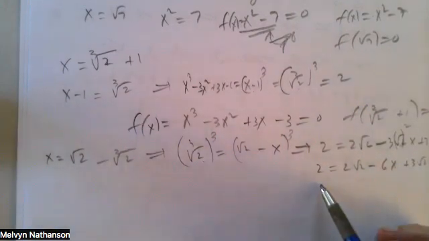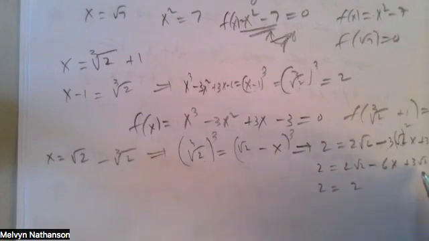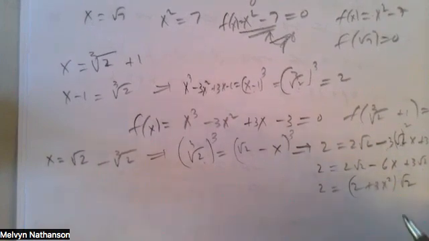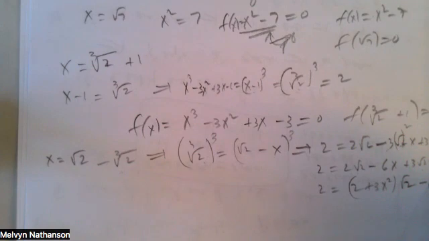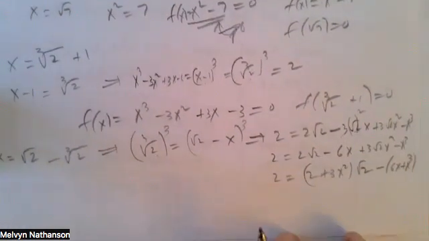So I have to do something sneaky to deal with that. Another way of writing this is 2 equals something times the square root of 2: 2 plus 3x squared times the square root of 2, minus 6x plus x cubed. And I hope I did the little bit of algebra right.